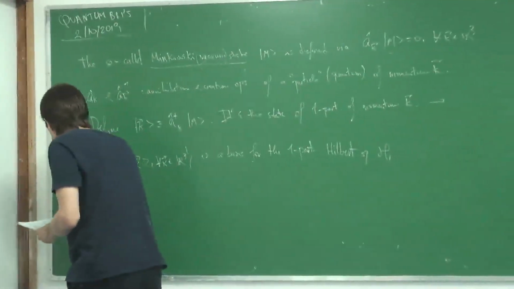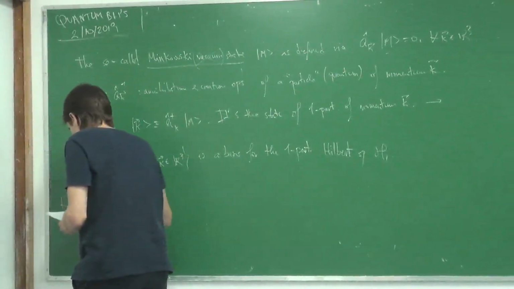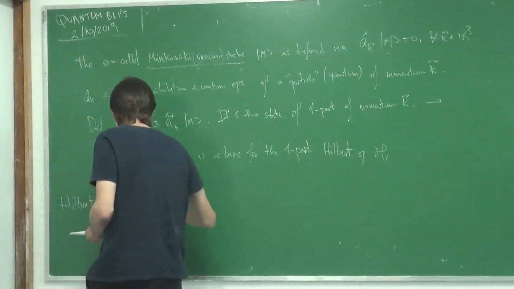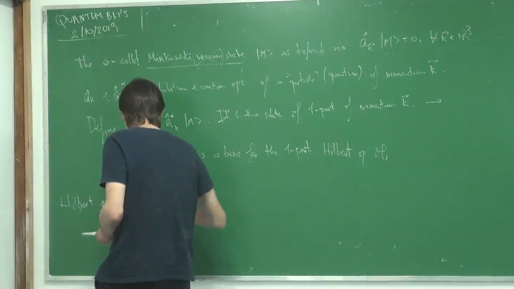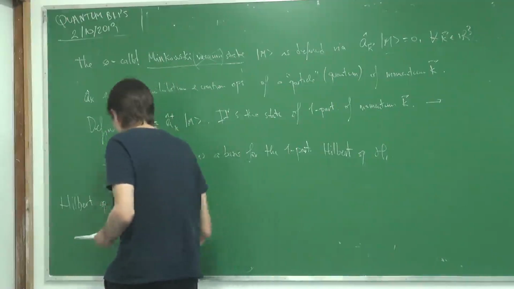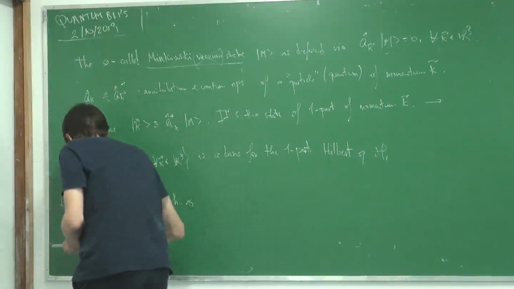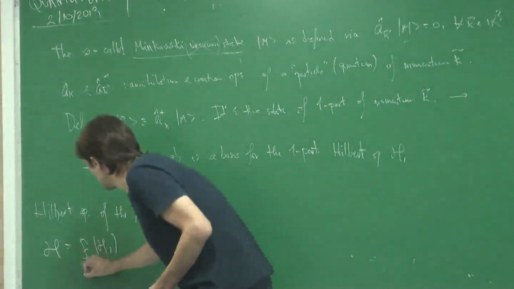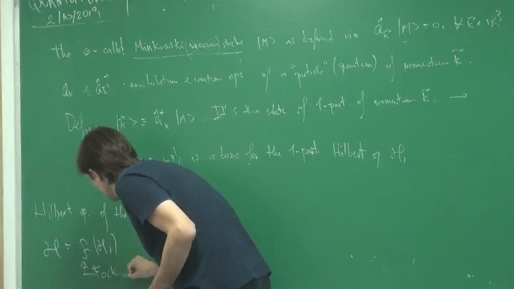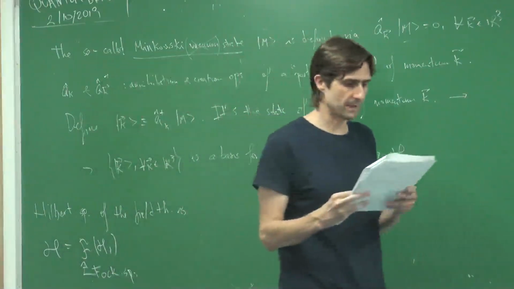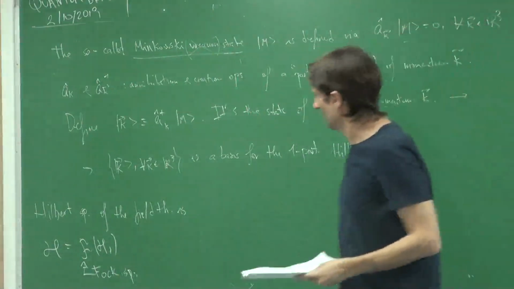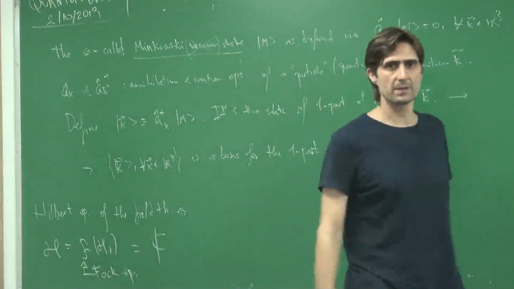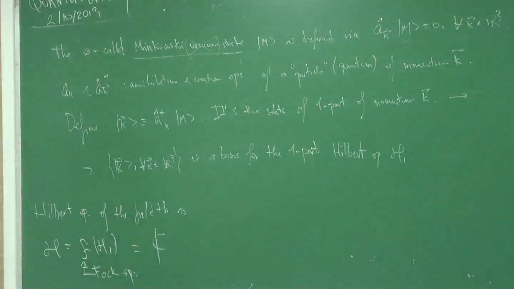So the Hilbert space of the field theory, of the quantum field theory, is called the Fock space. It's the Fock construction of your Hilbert space. And it is complex numbers. That space of complex numbers, all it is, it's isomorphic to the zero particle state.